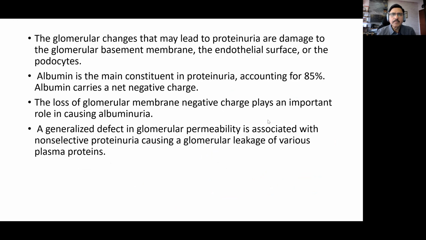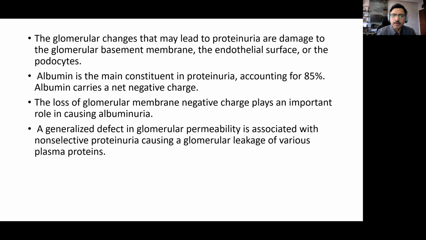The glomerular changes that may lead to proteinuria are damage to the glomerular basement membrane, the endothelial surface or the podocytes. Albumin is the main constituent in proteinuria, accounting for 85%, and albumin carries a net negative charge. The loss of glomerular membrane negative charge plays an important role in causing albuminuria. A generalized defect in glomerular permeability is associated with non-selective proteinuria, causing glomerular leakage of various plasma proteins. What did you understand by this slide? Due to damage in the glomerulus, increased glomerular permeability and damage of the glomerular basement membrane lead to loss of protein, which leads to hypoalbuminemia, sir.